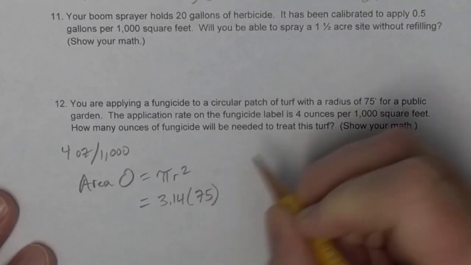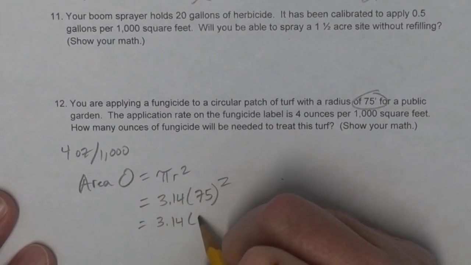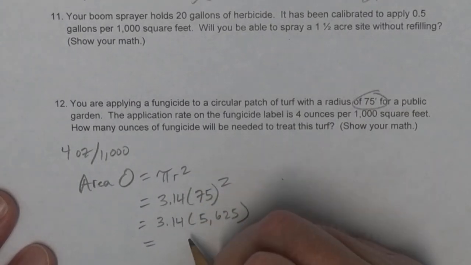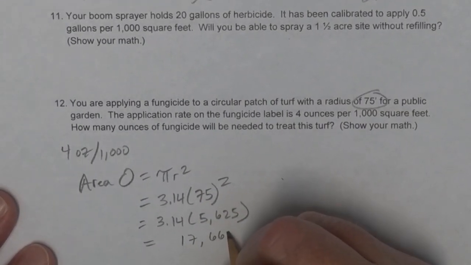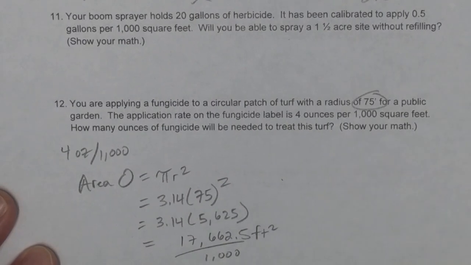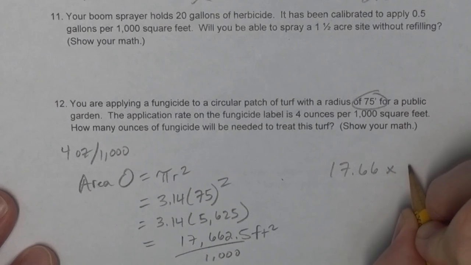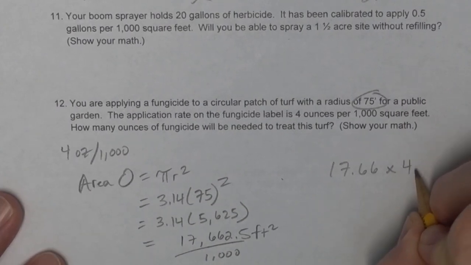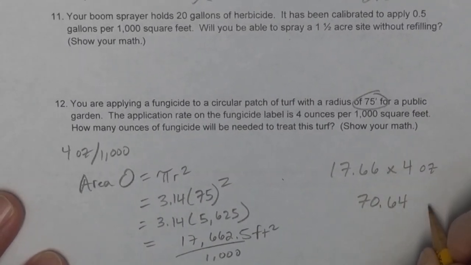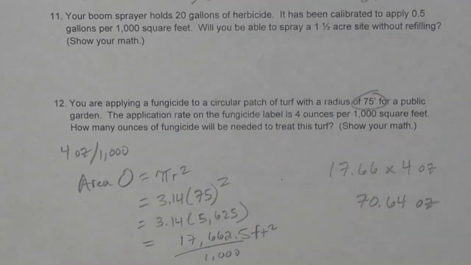And we're going to have a radius of 75, and we're squaring it, which gives us 3.14 times 5,625 square feet. Multiply those two together, we get 17,662.5 square feet. Divide it by 1,000 to give us our number of blocks, and that gives us 17.66, and we're going to put 4 ounces per 1,000 square feet, gives us 70.64 ounces of fungicide to treat the turf. Good problem there.